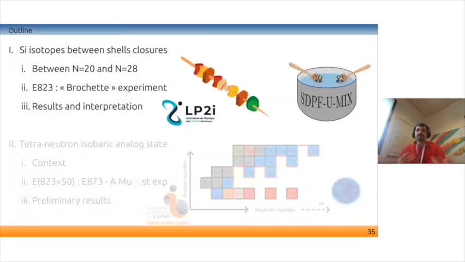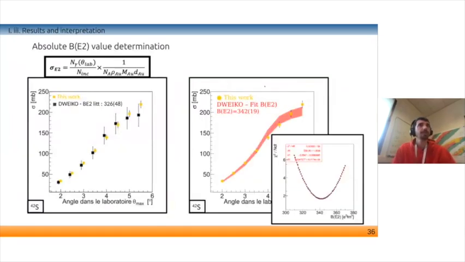So this spectra was a start point for measuring new behavior, but also performing some new interpretation of the existing interaction in this region, which was SDPF-U. About the result, we performed an absolute BE2 value determination using the code DUECO, which is a coupled channel Coulomb excitation code. We determine the weighted average of gamma from EXOGAM and Paris, and determine a fit using DUECO calculation.